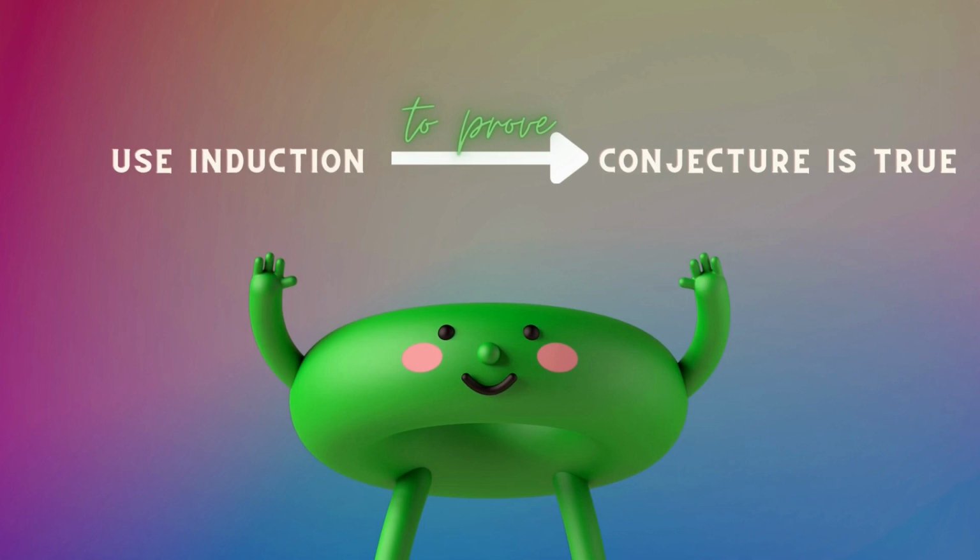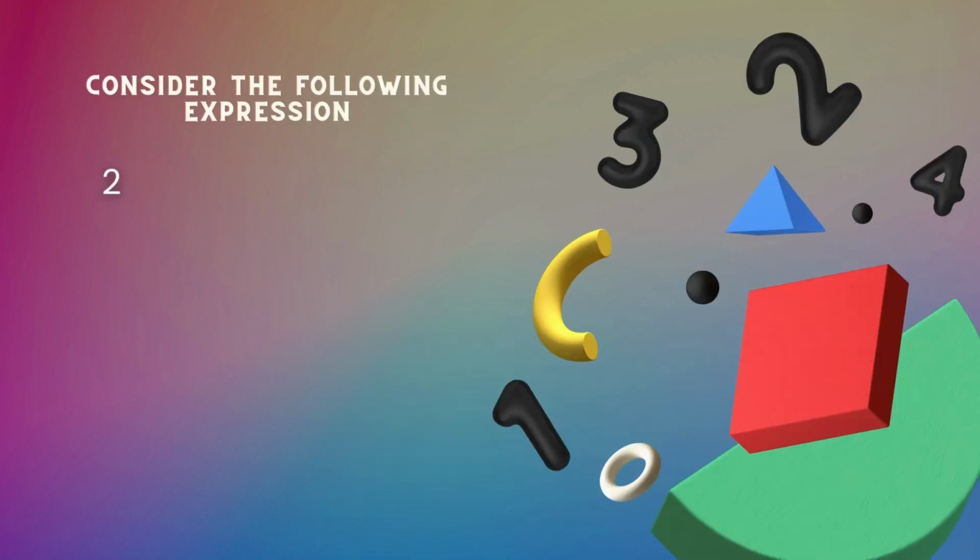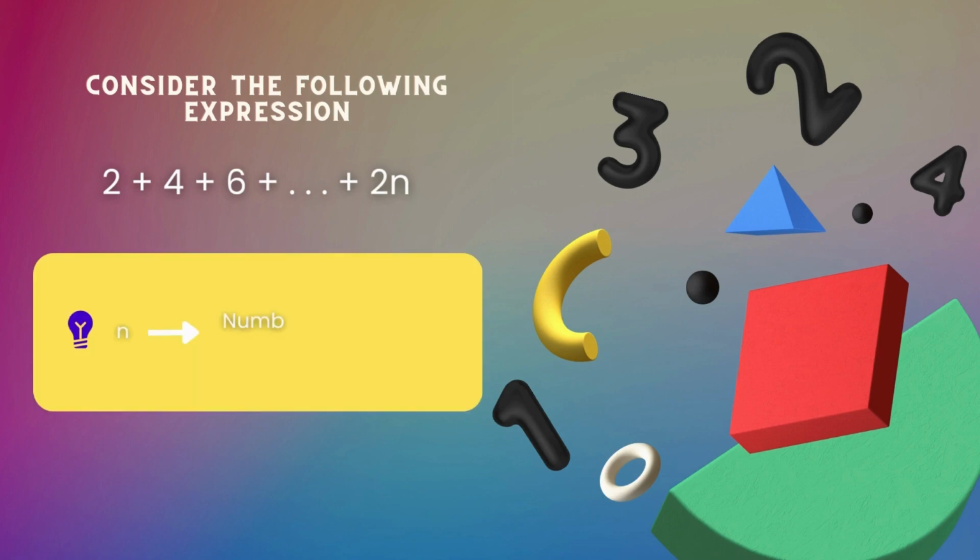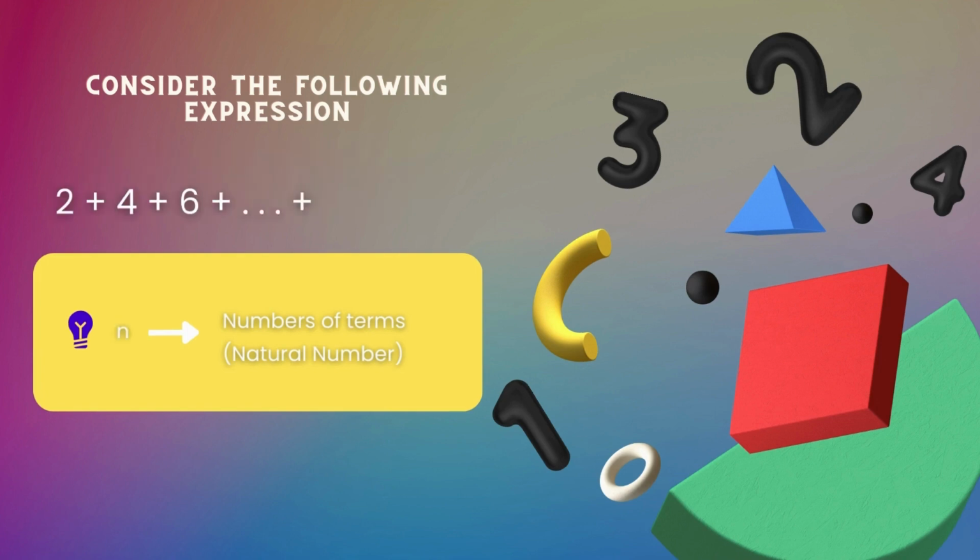Now, let's use induction to prove that a conjecture is true. Let's consider the following expression. This expression is a sum of the first n positive even integers, where n can be any natural number. Based on that expression, we come up with the following formula: 2 plus 4 plus 6 up to 2 multiplied by n is equal to n multiplied by n plus 1.